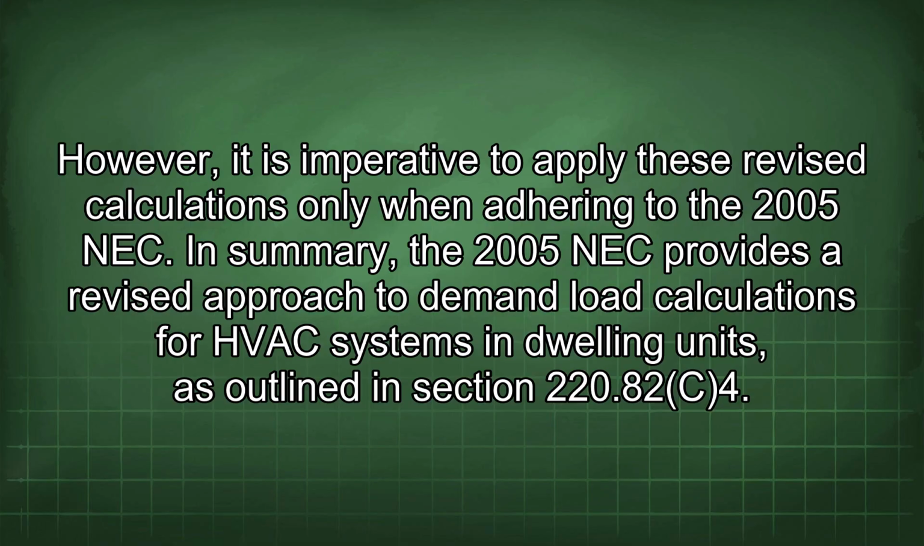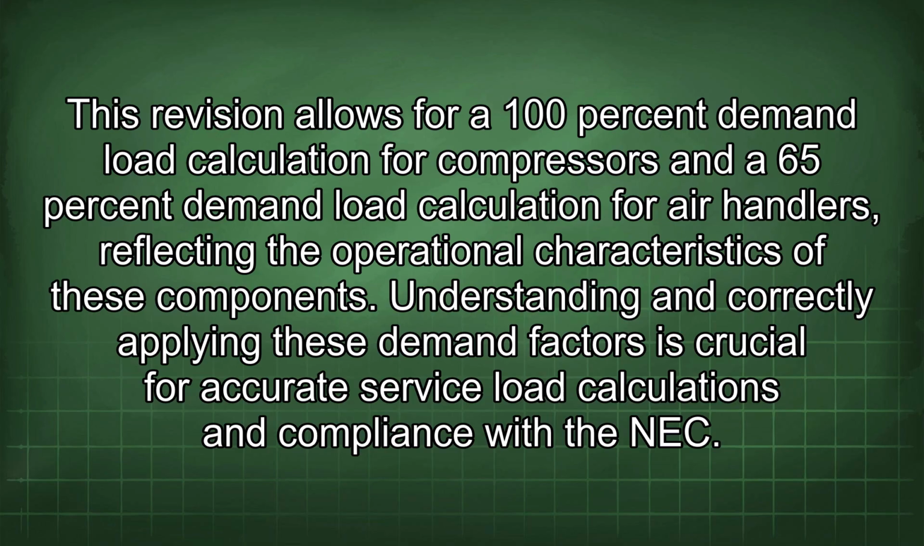In summary, the 2005 NEC provides a revised approach to demand load calculations for HVAC systems and dwelling units, as outlined in Section 220.82(C)(4). This revision allows for a 100% demand load calculation for compressors and a 65% demand load calculation for air handlers, reflecting the operational characteristics of these components. Understanding and correctly applying these demand factors is crucial for accurate service load calculations and compliance with the NEC.